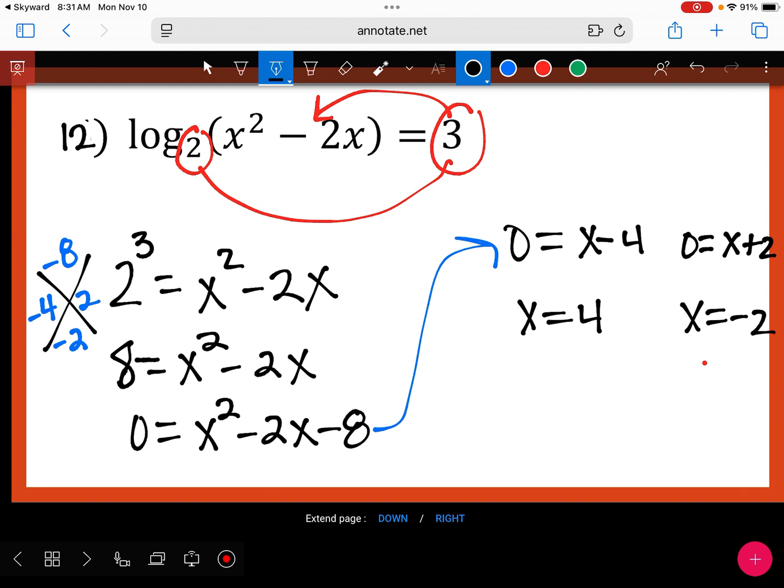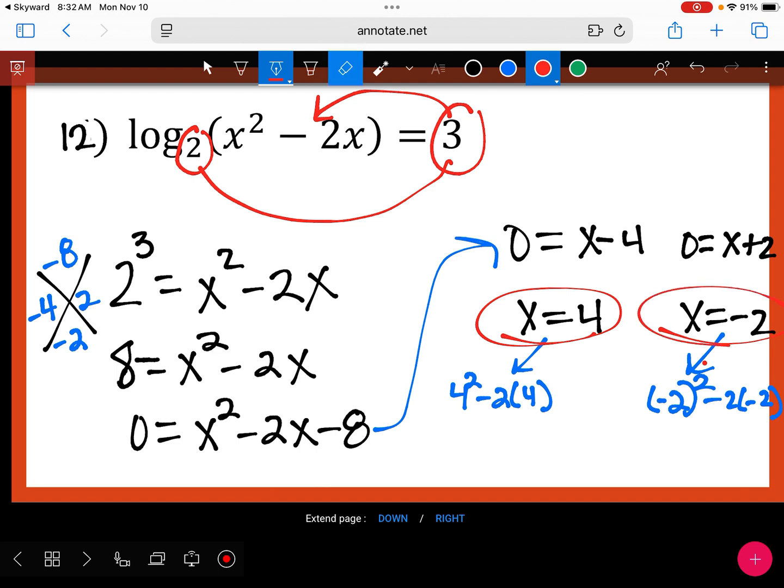But you need to make sure that they both work. So in order for it to work, that means that 4 squared minus 2 times 4 has to be positive, and negative 2 squared minus 2 times negative 2 has to be positive. So do they both work? Do I have to throw out one? What you think? Can we keep them both? Who says we can keep them both? I think so too. 16 minus 8 is positive. 4 plus 4 is also positive. So both answers work.